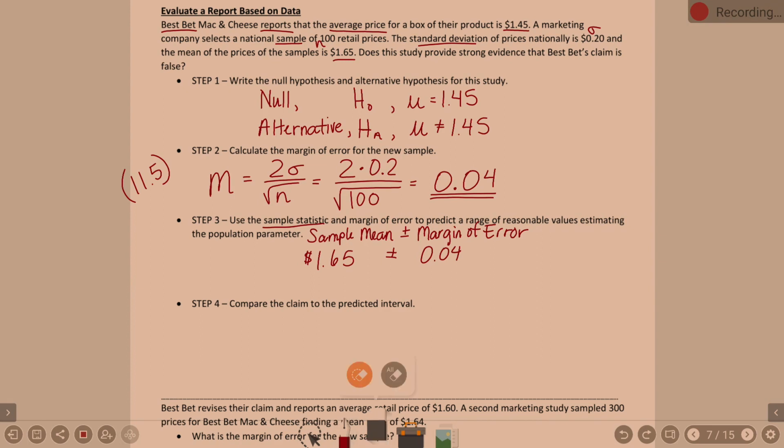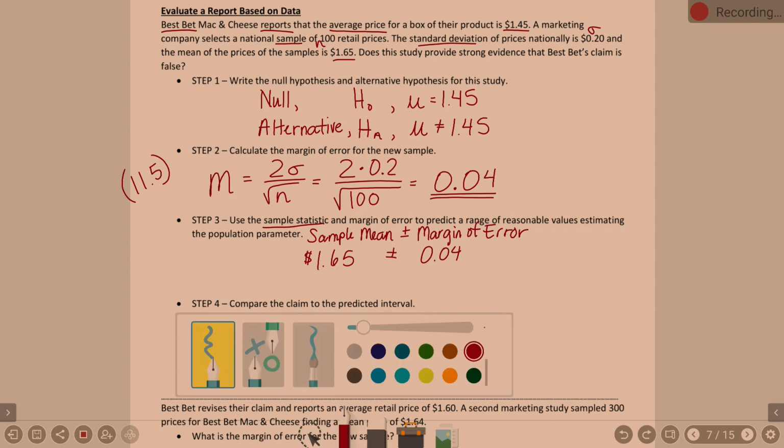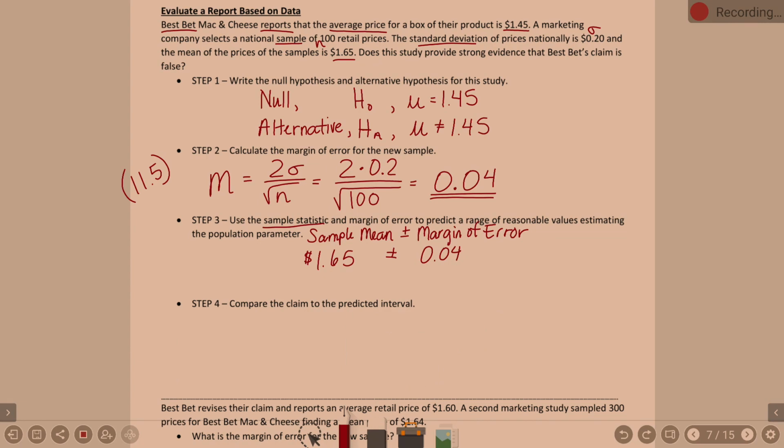What is 1.65 plus or minus 0.04? 1.61, 1.60. Okay. We're going to have a range here. When you do the math, you subtract, it's $1.61. If you add, it's $1.69. So this is our range of reasonable values. When you look at that margin of error, there is a 4-cent margin of error. So that sample mean of 1.65 could sway 4 cents either way.